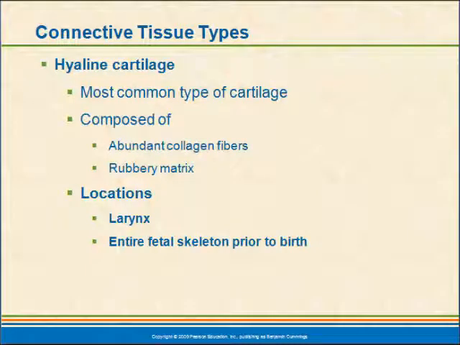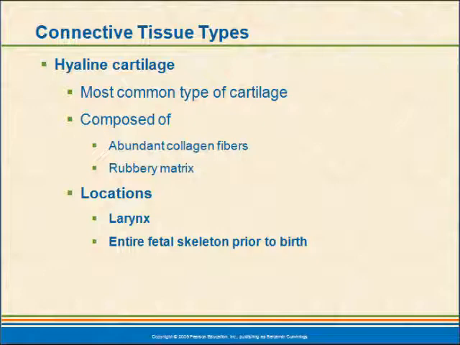Now, our next connective tissue, which is very widely spread, is hyaline cartilage. It is the most common of the cartilages, and it's got a lot of collagen fibers. It's rubbery in nature.